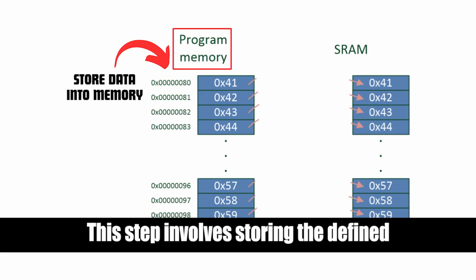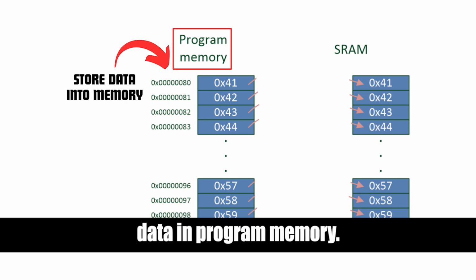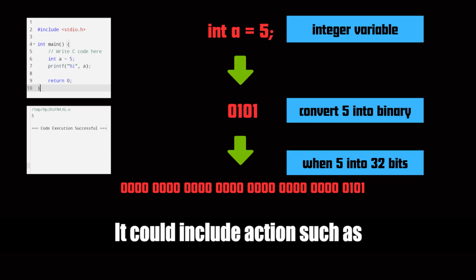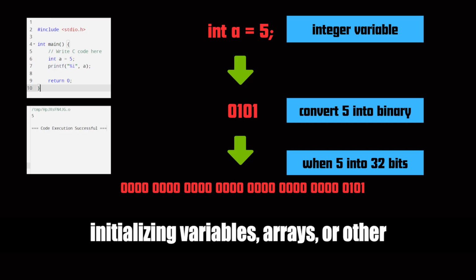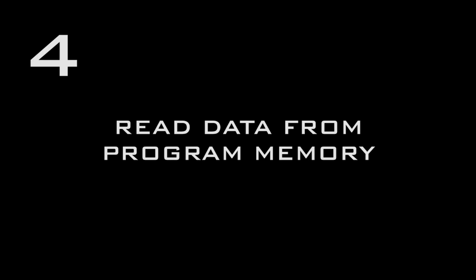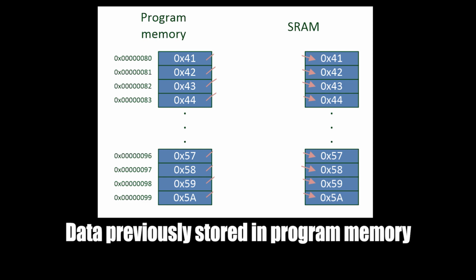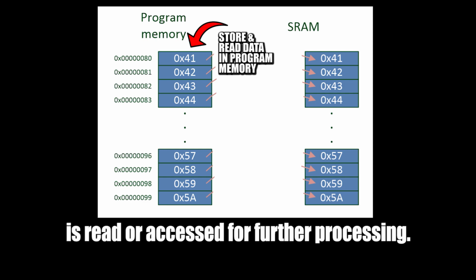Number 3, store data in program memory. This step involves storing the defined data in program memory. It could include actions such as initializing variables, arrays, or other data structures. Number 4, read data from program memory. Data previously stored in program memory is read or accessed for further processing.